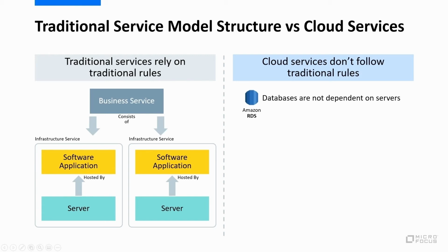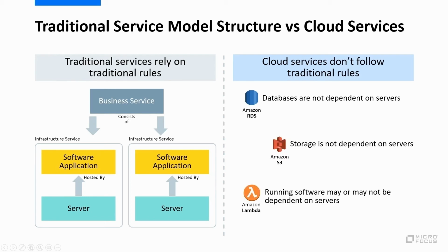For example, databases may not be dependent upon a server. Storage itself may not be dependent on servers. And applications, the running software, may or may not be dependent on a server as well. For example, the Amazon Lambda function allows you to run code as a service. It's a capability provided by Amazon that hides the underlying infrastructure associated with that service.